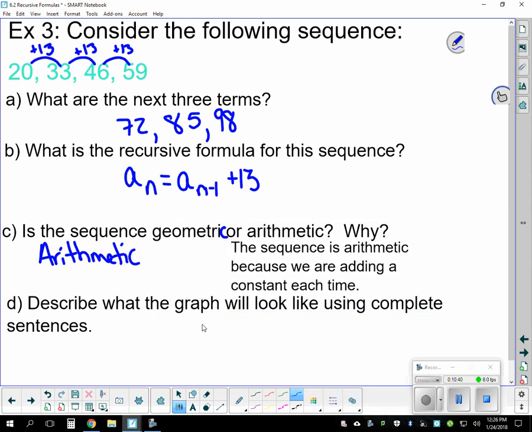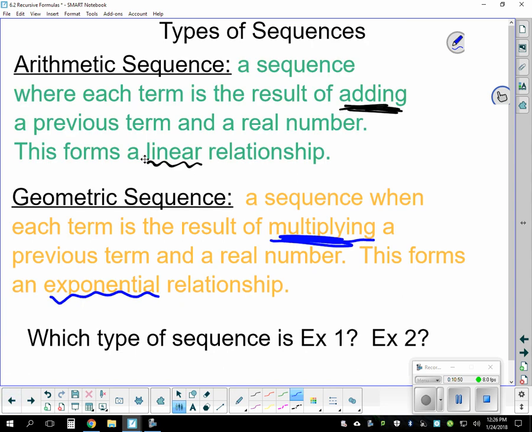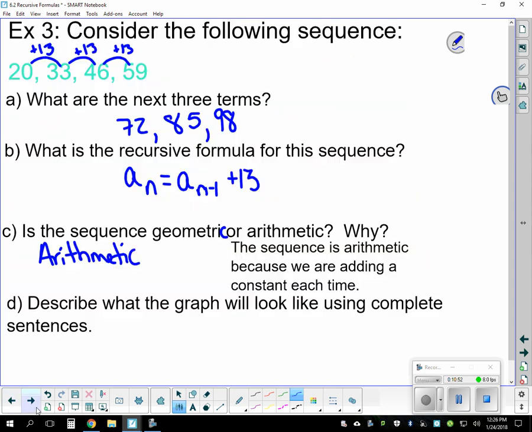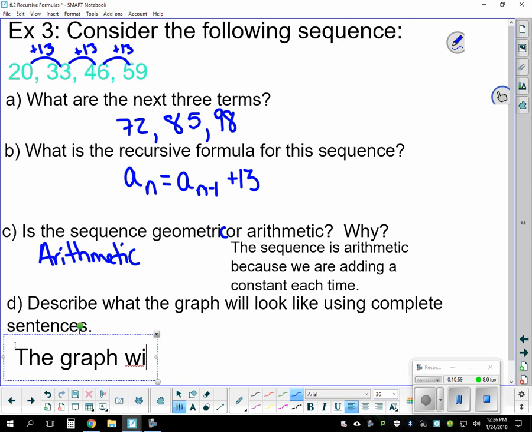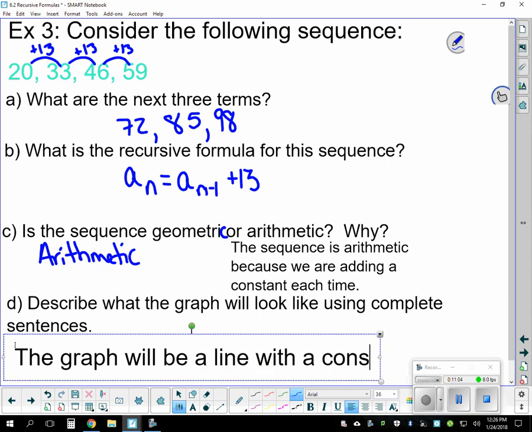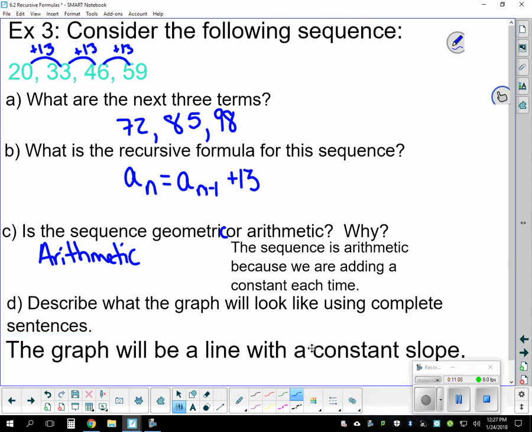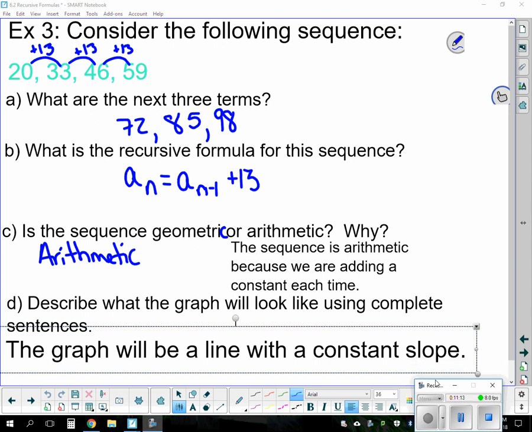Okay, describe what the graph will look like using complete sentences. So I don't even have to graph this because I know if I have an arithmetic sequence that I'm going to have a linear relationship. And I know a linear relationship means I'm going to have a straight line. The graph will be a line with a constant slope. There you go. What's the slope going to be? You want to be really good, really specific. The constant slope.